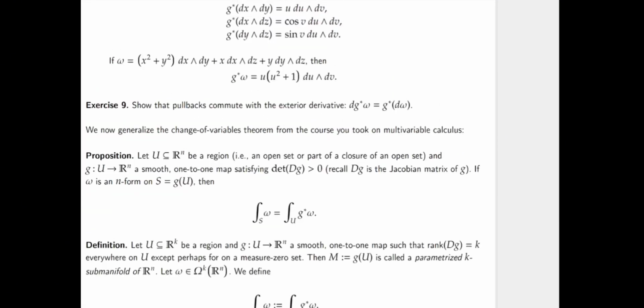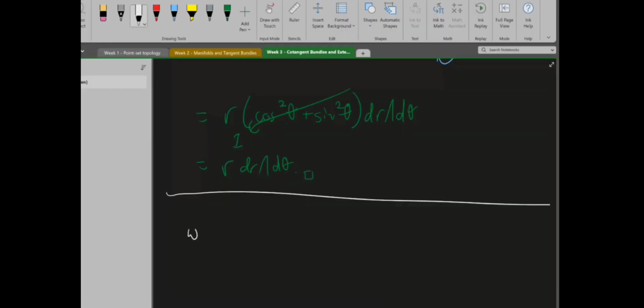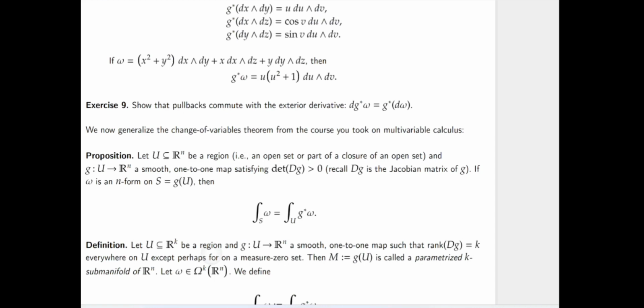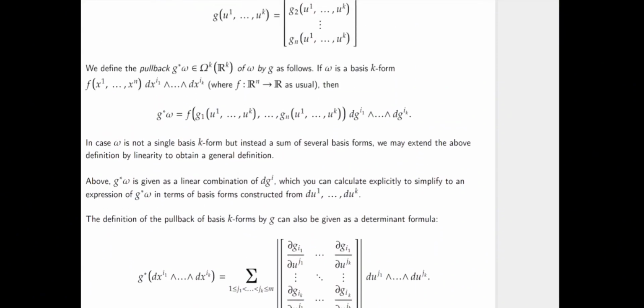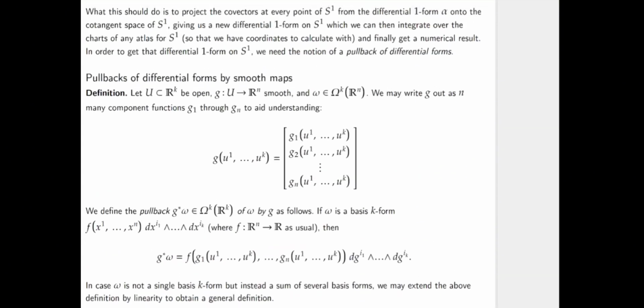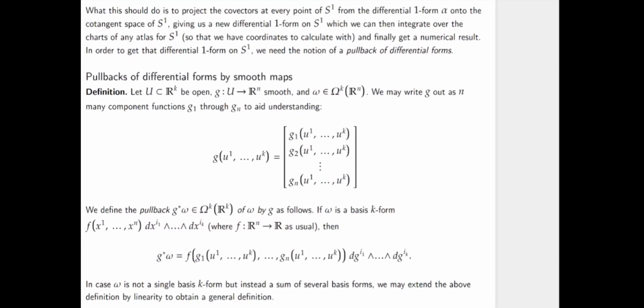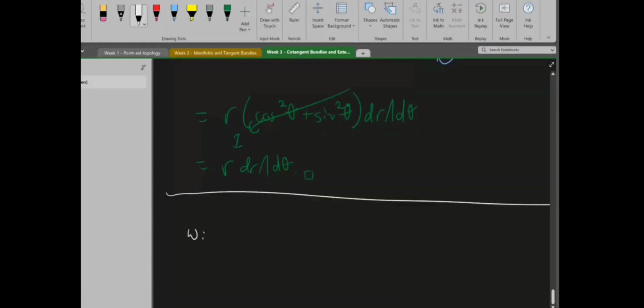You can always commute pullbacks with the exterior derivative. What that means is, what are you doing here? You're taking omega, which is a differential form. What is it defined on? It's defined on an n-manifold, and it's a k-form on some n-manifold, where k is less than or equal to n.